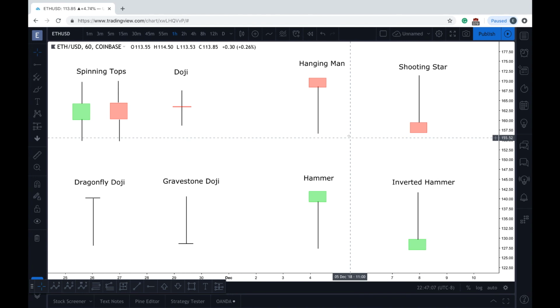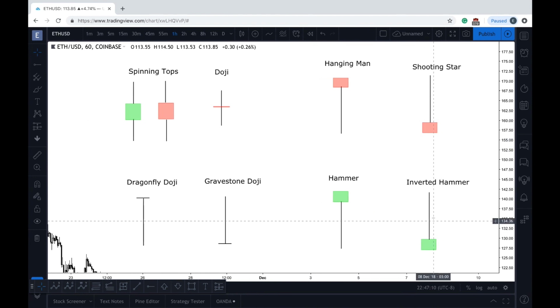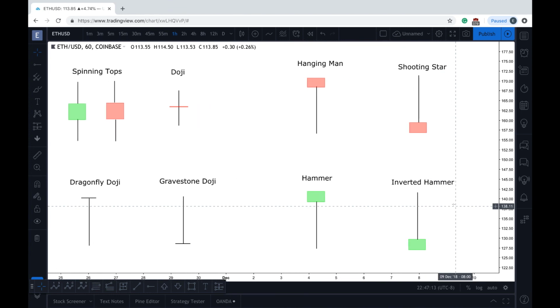Then lastly, we have the Shooting Star and Inverted Hammer. These also look exactly the same, but have different implications as well. Inverted Hammer comes in a downtrend, and Shooting Star comes in an uptrend. So you need to know how the market is trending to be able to use these candlesticks to their full potential. If you're in an uptrend and you see a candle like this, it's likely that things will reverse soon after that. If you're in a downtrend and you see an inverted hammer, it's likely that things will reverse soon after that.